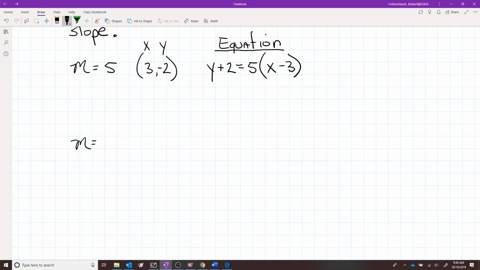So let's try another one. M is equal to 1/4. The given point is -2, -3. Our equation is going to be y and the opposite of the y value at the point. So it's +3 equals the slope times the letter x and then the opposite of the x value given, which would be +2.